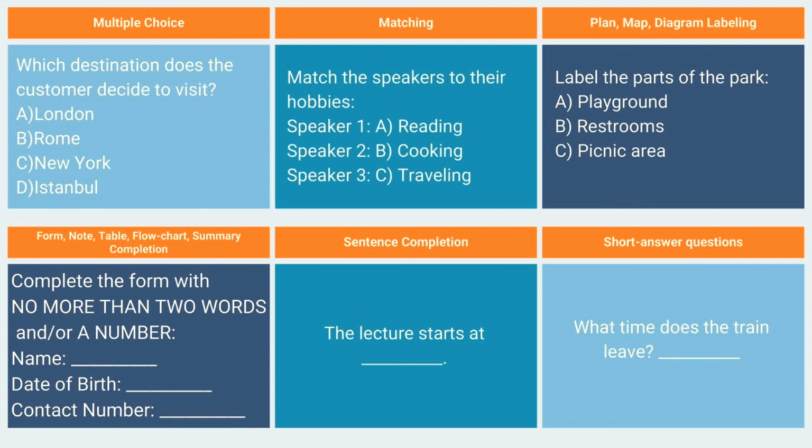Another type is summary completion. One of the tricks is that you have to read the instructions, because as you can see, it says complete the form with no more than 2 words. If you write more than 2 words, they're not going to mark it. Another one is sentence completion. You have to understand the conversation and write the correct words according to the conversation. And for the short answer, you have to understand the questions and give the answer.